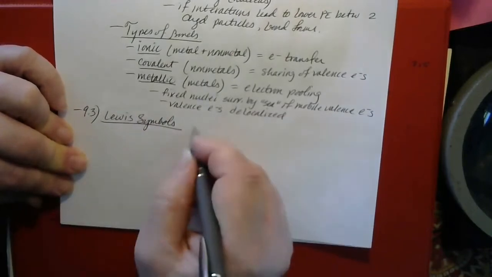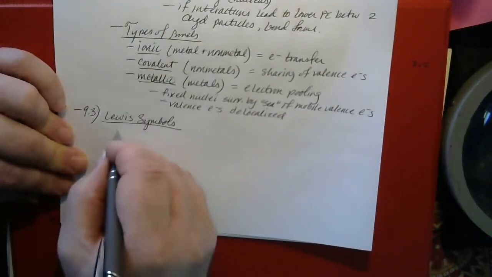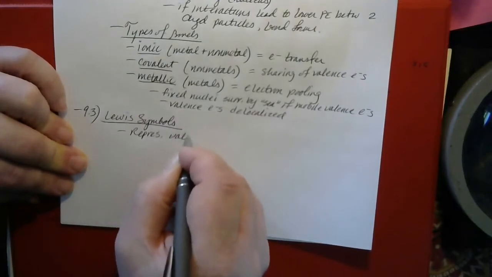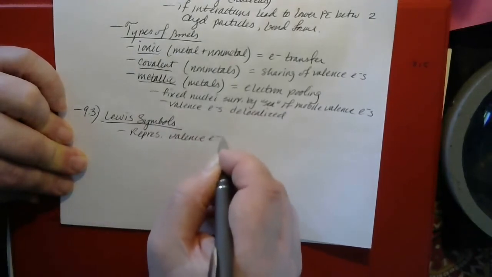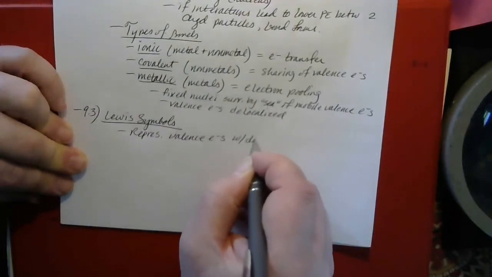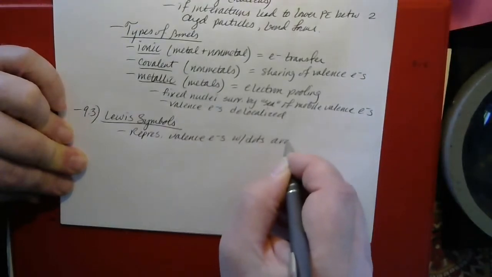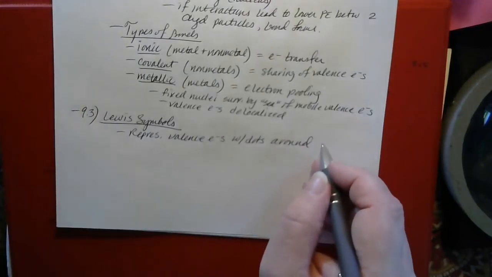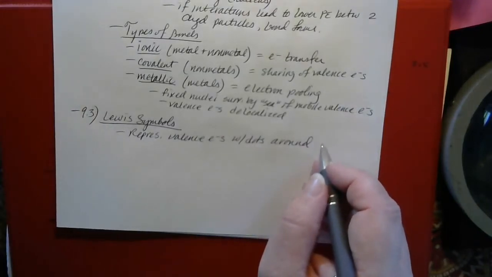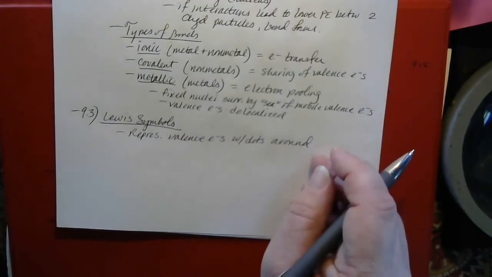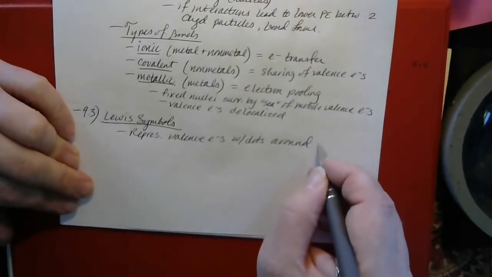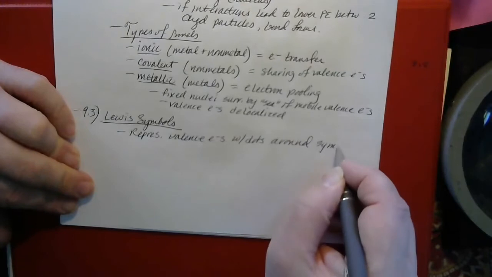We start out looking at Lewis symbols. And Lewis symbols are basically symbols for individual atoms or ions, which represent the valence electrons with dots around the symbol of the element.